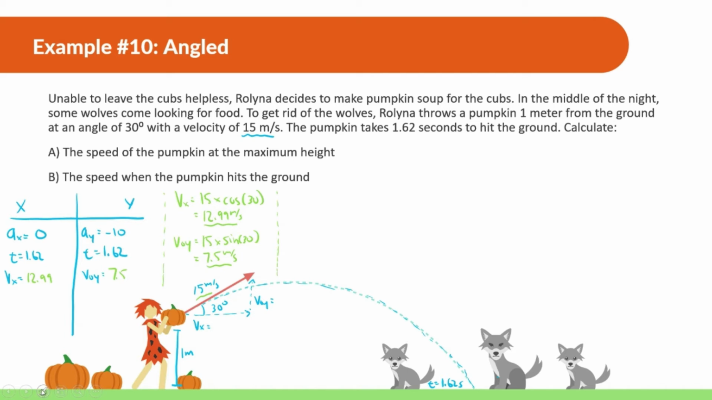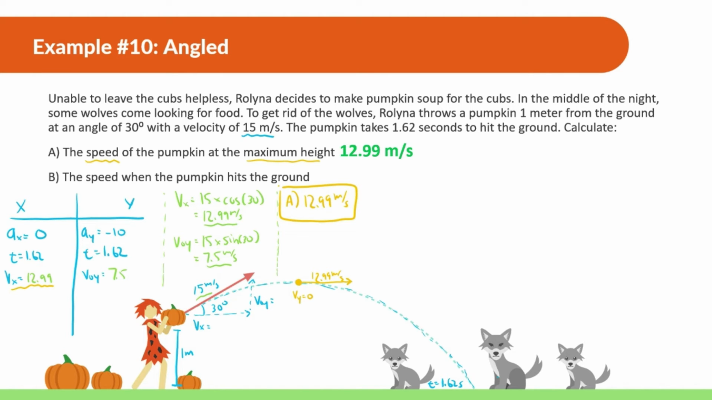Okay, let me use another color again. Next thing I should know, the first question is, what is the speed of the pumpkin at the maximum height? So this highest point, let's say it's around there, we want to know what the speed is. And again, what we should know is at the highest point, the velocity in the y direction is equal to 0. But the velocity in the x direction all throughout this motion is constant. So if it started with a speed of 12.99, that means at this very top here, it's going to be 12.99 meters per second in the x. So A is just going to be 12.99 meters per second.